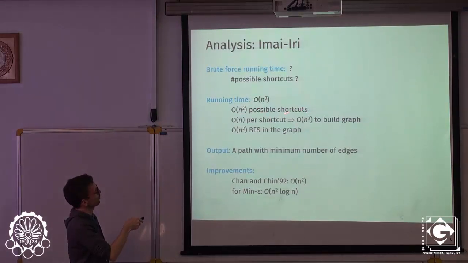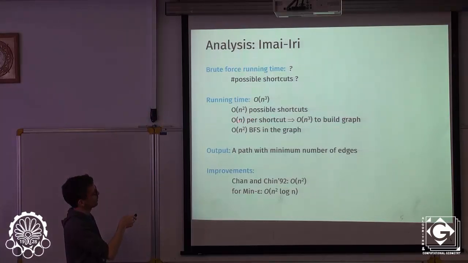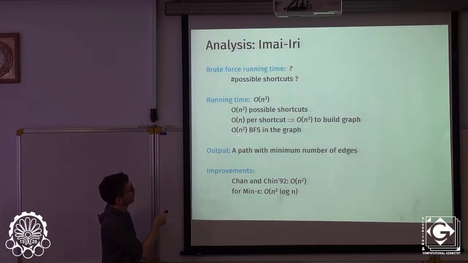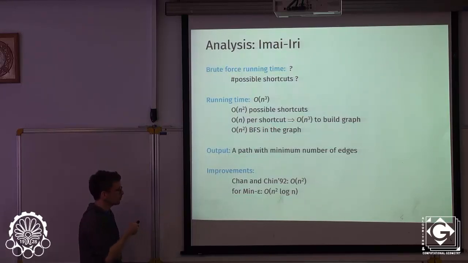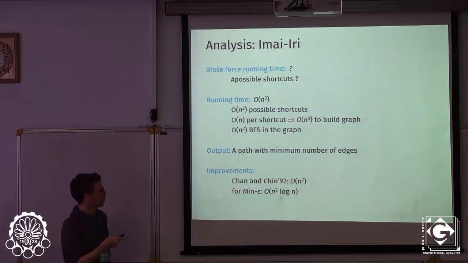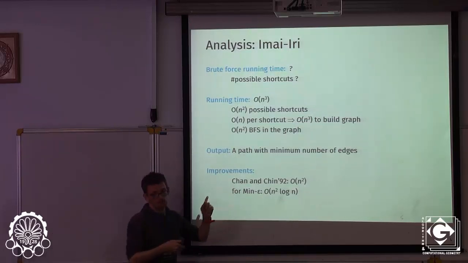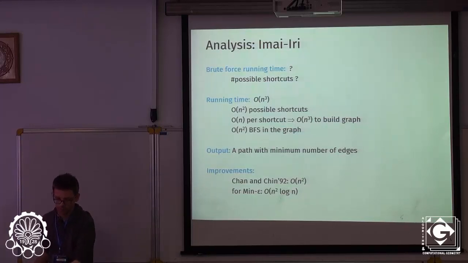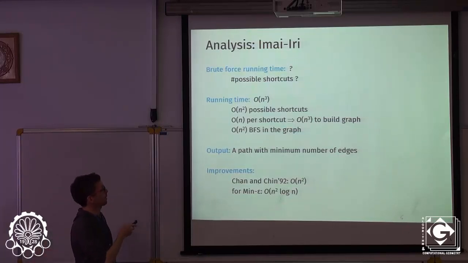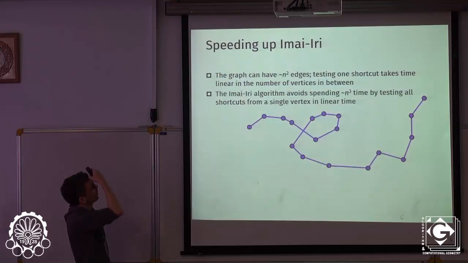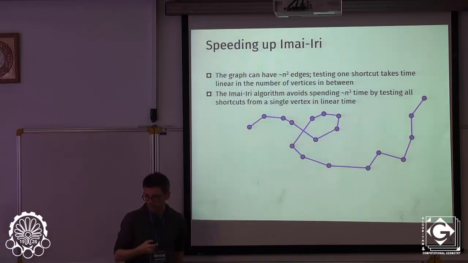So I have a quadratic number of possibilities. I have to test up to a linear number of vertices per shortcut. So this overall is cubic time to build this graph. And then this graph might have quadratic complexity, so the breadth first search simply takes quadratic time. This can be improved to overall quadratic time, and that's what I want to show you next, the idea of how to do this faster. And the idea is to reuse information.